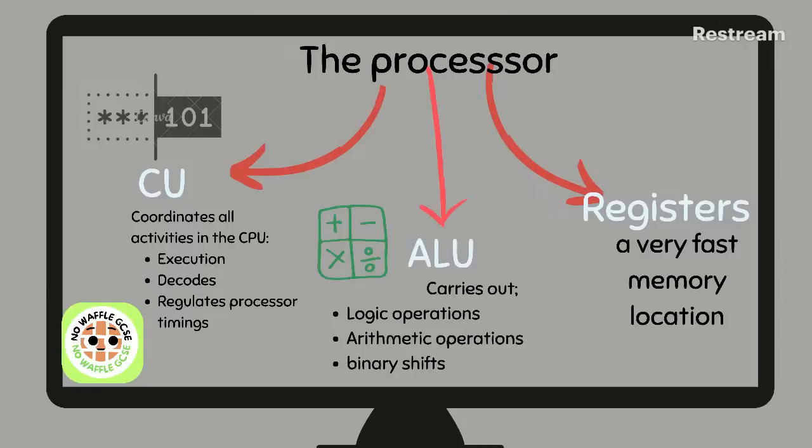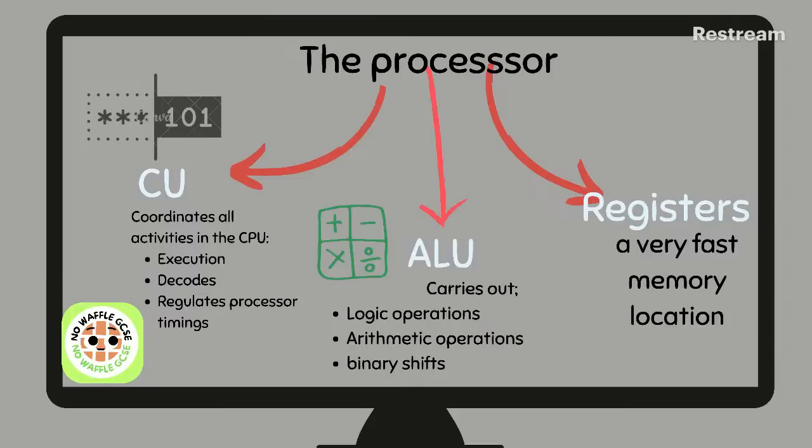So CU is the control unit. This coordinates all activities in the CPU. It's involved in the executing, the decoding, which you will understand once we go over the FDE cycle. It's also important for regulating processor timings, because with computers, everything happens at the tick of a clock, and it's regulating that processor timing to see if you can make that clock speed up.